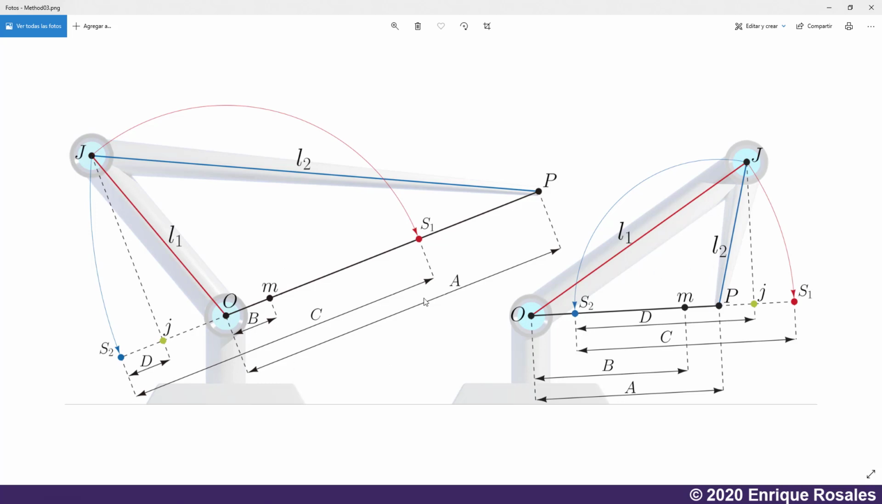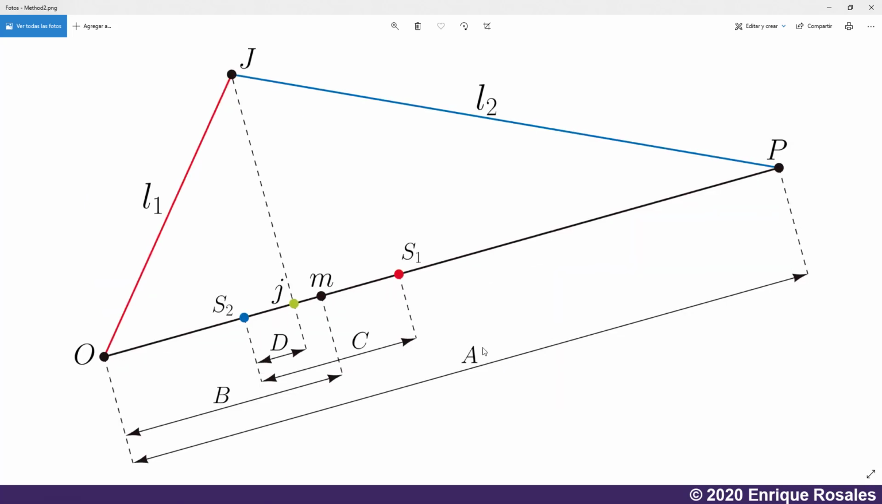So basically, we have 4 distances. We have A, B, C, and D, right? And the theorem says that A over B is equal to C over D, right? So what do we have right now?